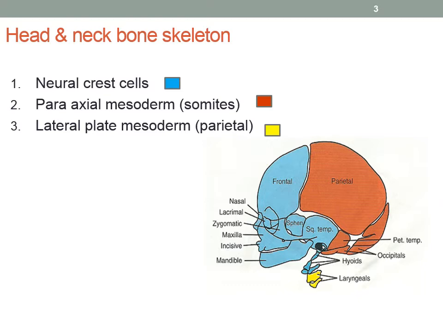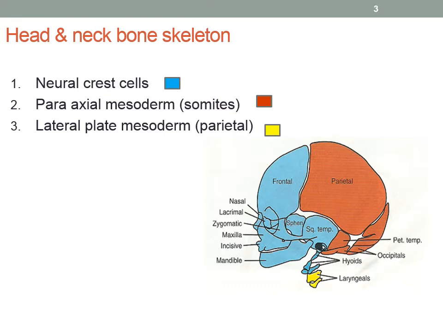The hidden neck bone skeleton is formed by the neural crest cells, the blue color. Here, the frontal, nasal, lacrimal, zygomatic bone, maxilla, mandible, and the squamous temporal and the sphenoid, and also the hyoids are formed by the neural crest cells. The paraxial mesoderm from somites forms the parietal bone, the occipital, and the petrous part of the temporal bone, petrous temporal bone.